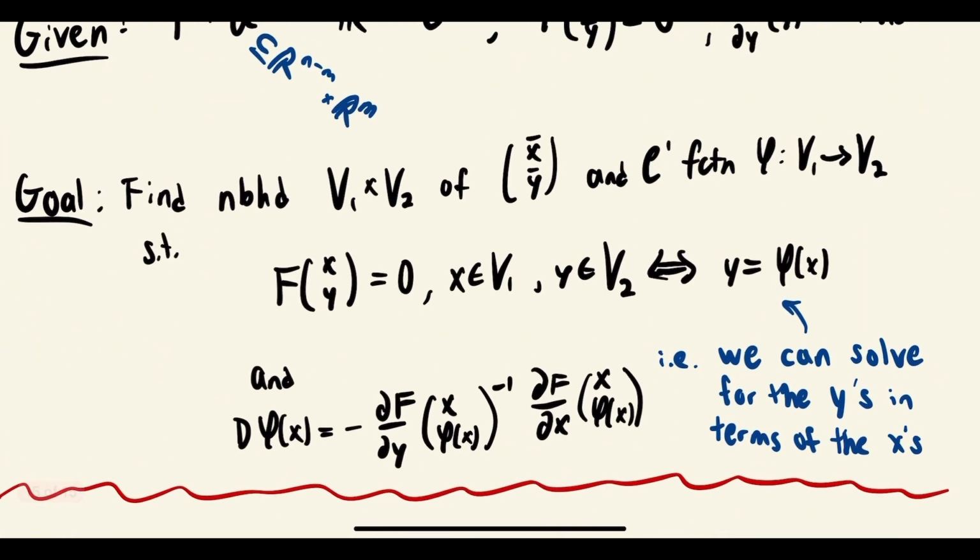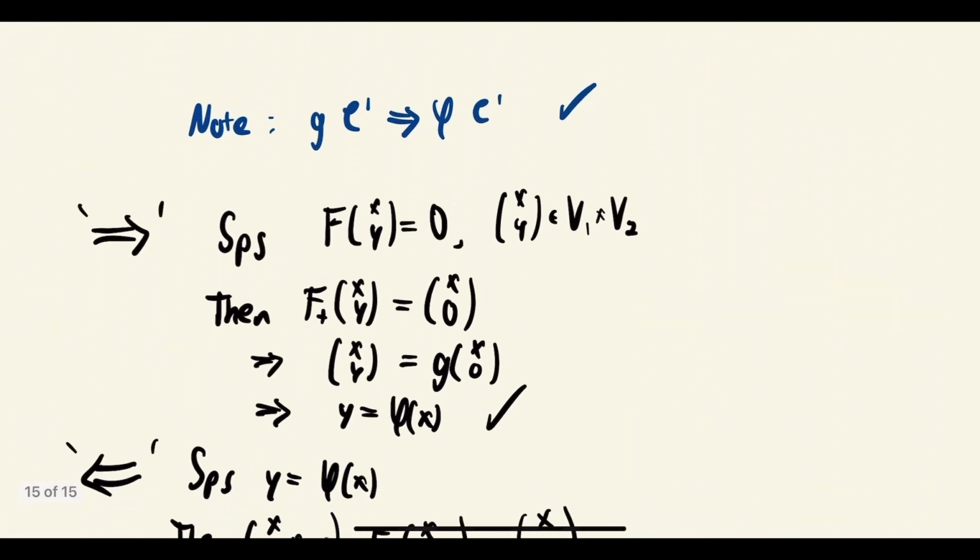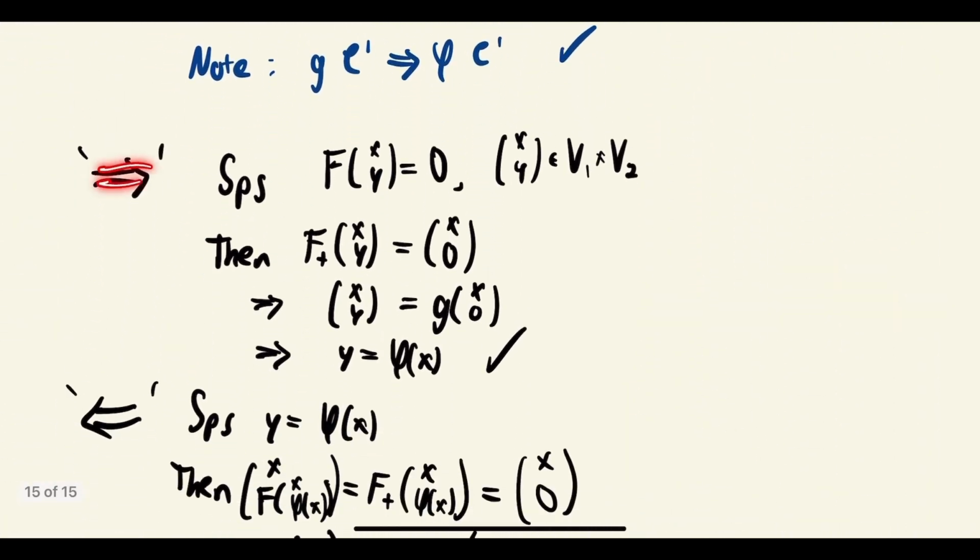What we want to show is that y equals phi of x exactly when we have this happening here, that x and y are in their respective parts of the neighborhood, and there is a 0 of the function. So let's prove that if and only if. Going in this direction, we're supposing that we have a 0 of the function in the neighborhood. Then using the fact that f plus of xy would be x0, because by definition you just always start with the x, and then this 0 is this 0 here.